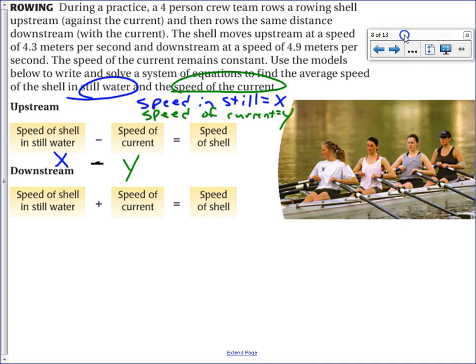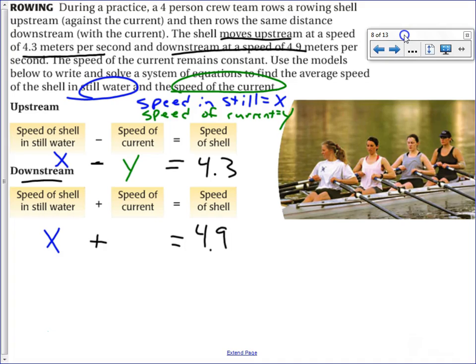And we know that we end up with a speed, when we're going upstream, of 4.3 meters per second. And when we are going downstream, we have the current at our back. In that case, we're going 4.9 meters per second. But in this case, we have our speed plus the current pushing behind us. Okay, so we've modeled that: our speed minus the current is 4.3, our speed plus the current is 4.9.